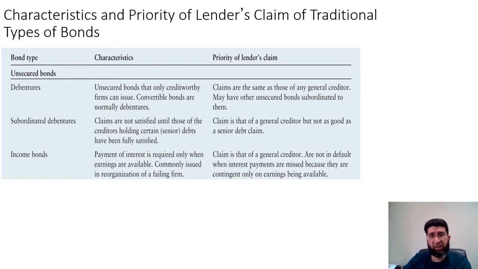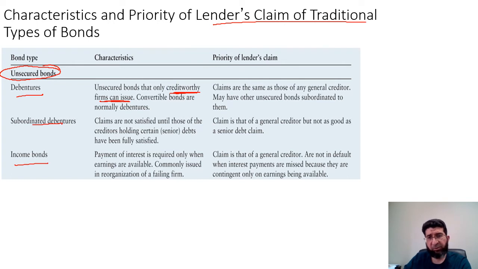Let's look at the characteristic and priority of lender's claim. This is important in identifying who gets what if the company defaults. Now we have unsecured bonds. In unsecured bonds, there are debentures, subordinate debentures, and income bonds. These are the terms that you have to remember. Now, unsecured bonds are those that only credit-worthy firms can issue. And convertible bonds are normally debentures.